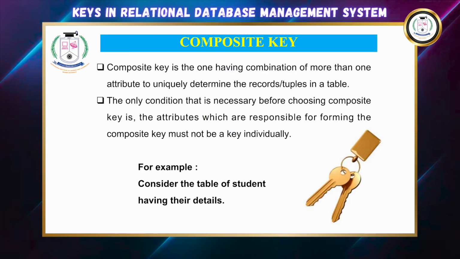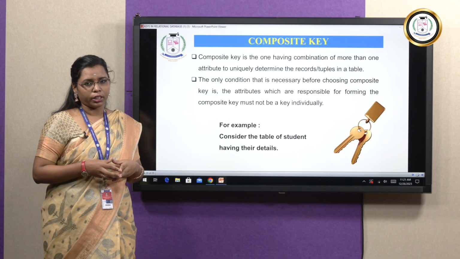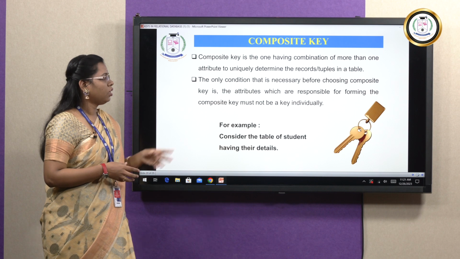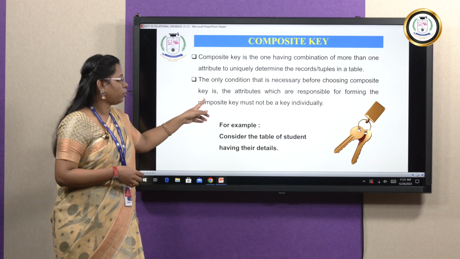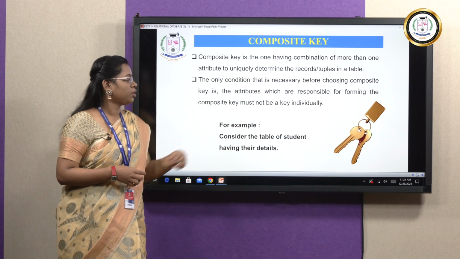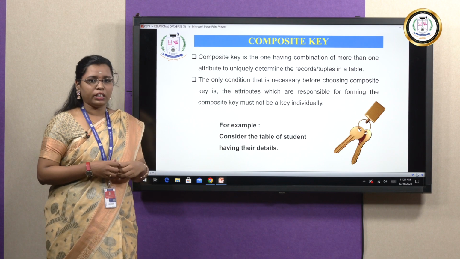The next one is composite key. This is nothing but a combination of more than one attribute to uniquely determine the record or tuples in the tables. There is one necessary condition before choosing the composite key: the attributes which are responsible for forming the composite key must not be a key individually.